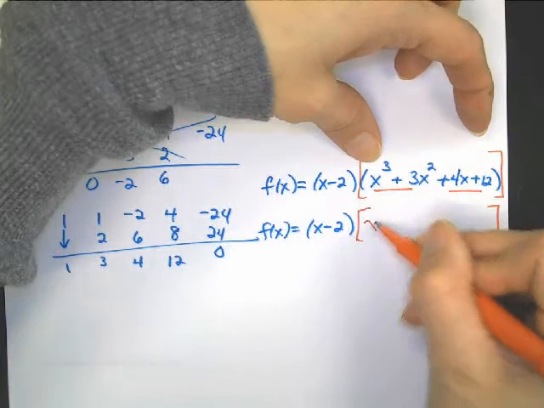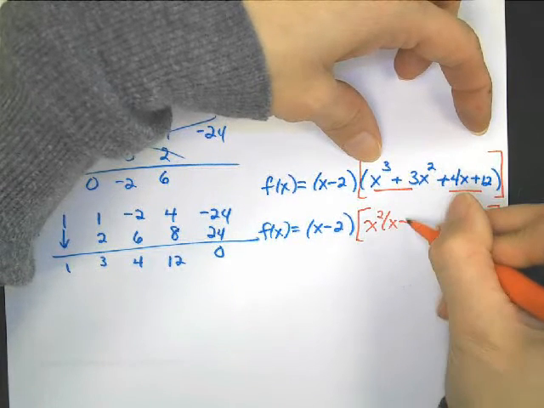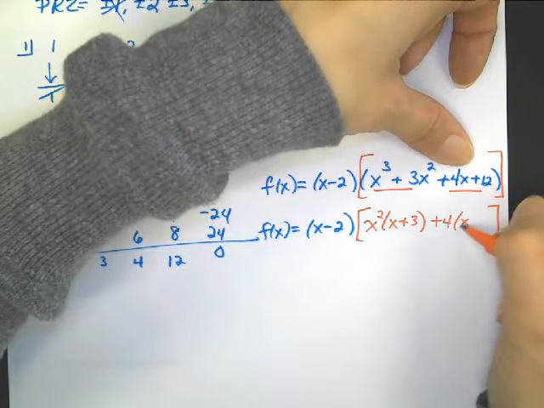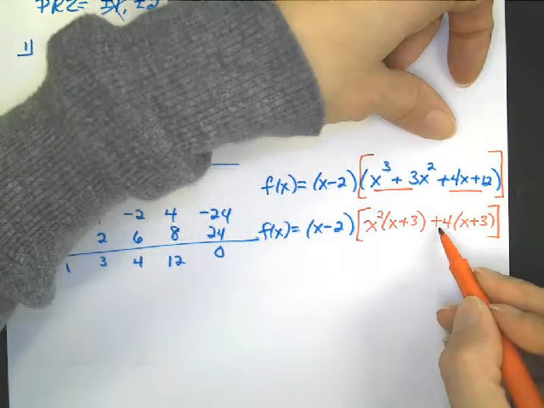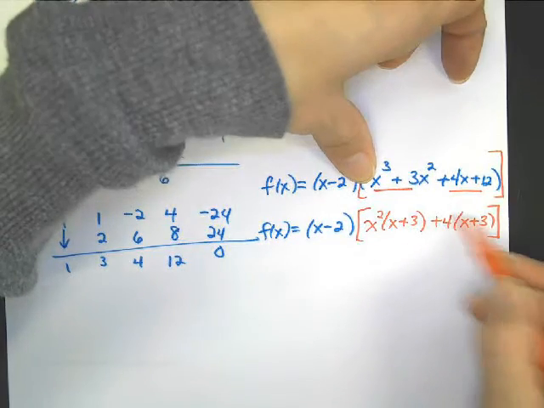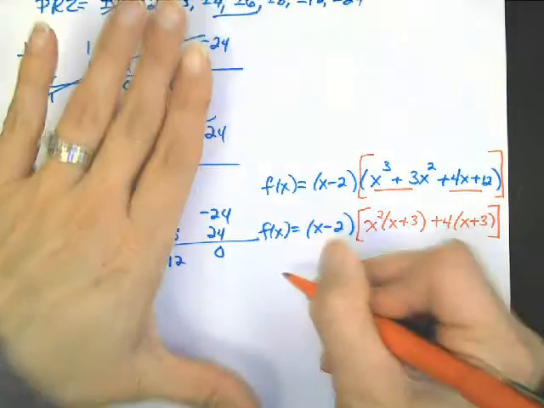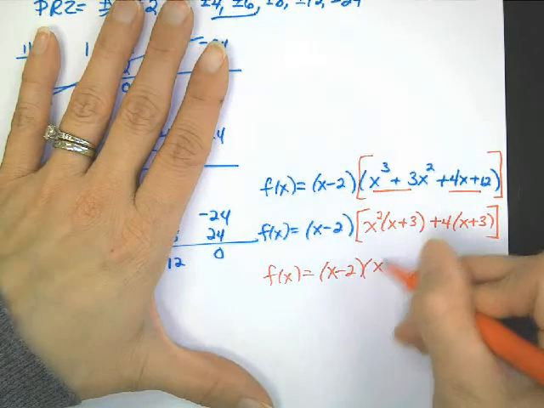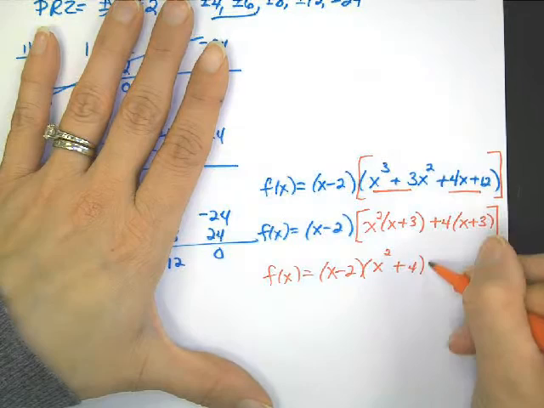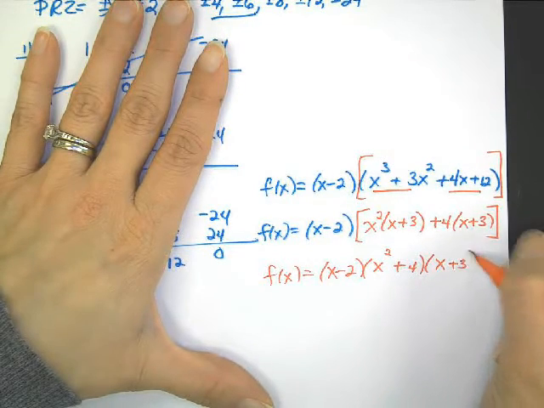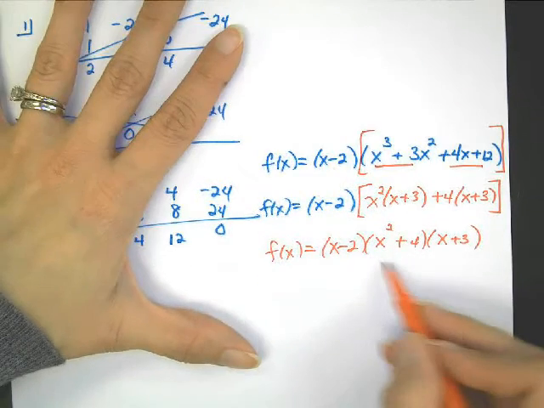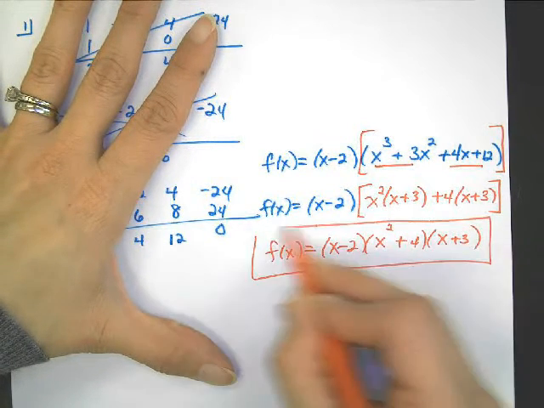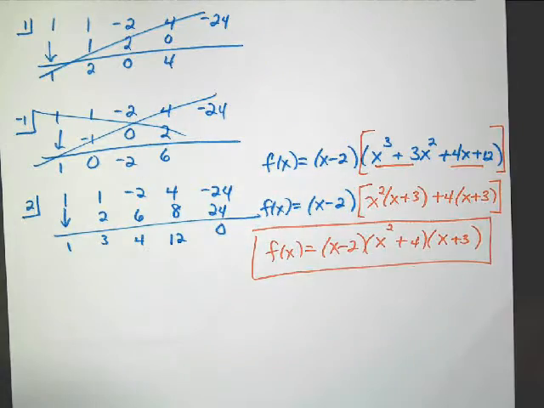Okay, I'm going to take out an x squared, leaving us with x plus 3. Here, let's take out plus 4, leaving us with x plus 3. You have to put a plus. These two things plus these two things are those 4 things. So what are we down to now? X minus 2, x squared plus 4, and x plus 3. How does that factor? It doesn't. It doesn't. So this is as much as we can do. This is factored form.